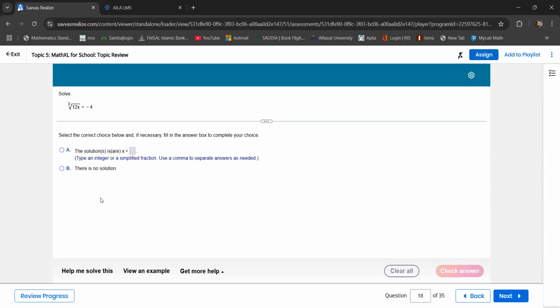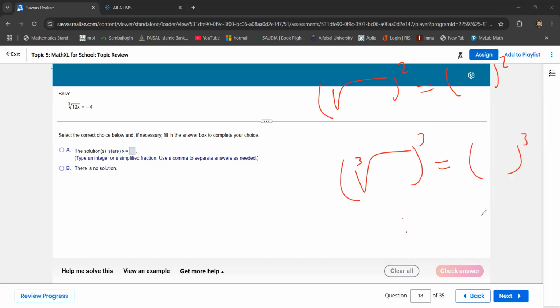Solving equations, one of the important topics in the chapter. To solve the equation means to find the value of x. So cubic root 12x is equal to -4. We said before, the first step is to get the radical alone. After getting the radical alone, we do inverse operation. Means if it's square root, we should make power 2 for both sides. If it's a cubic root, we should make power 3 for both sides, and so on.